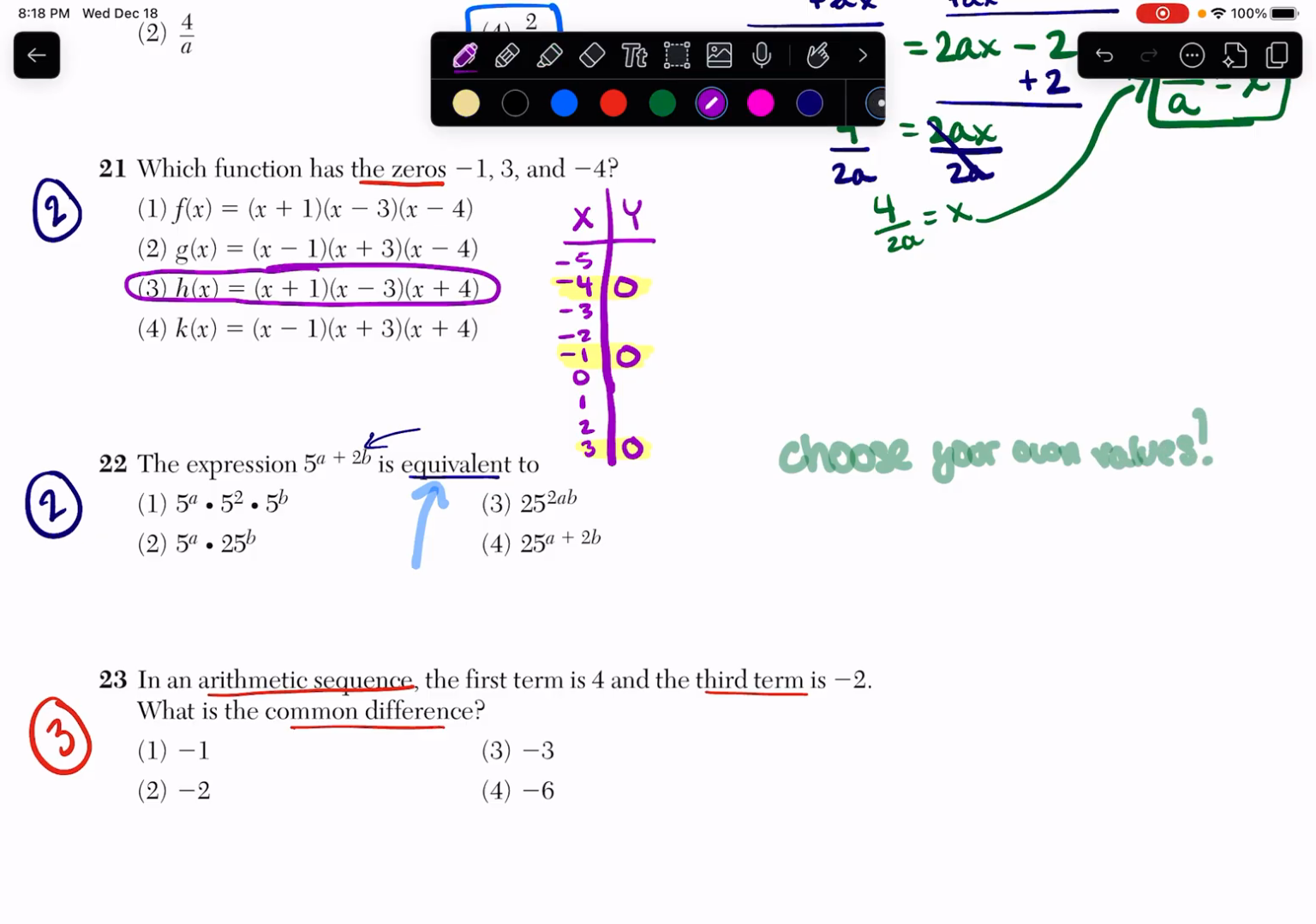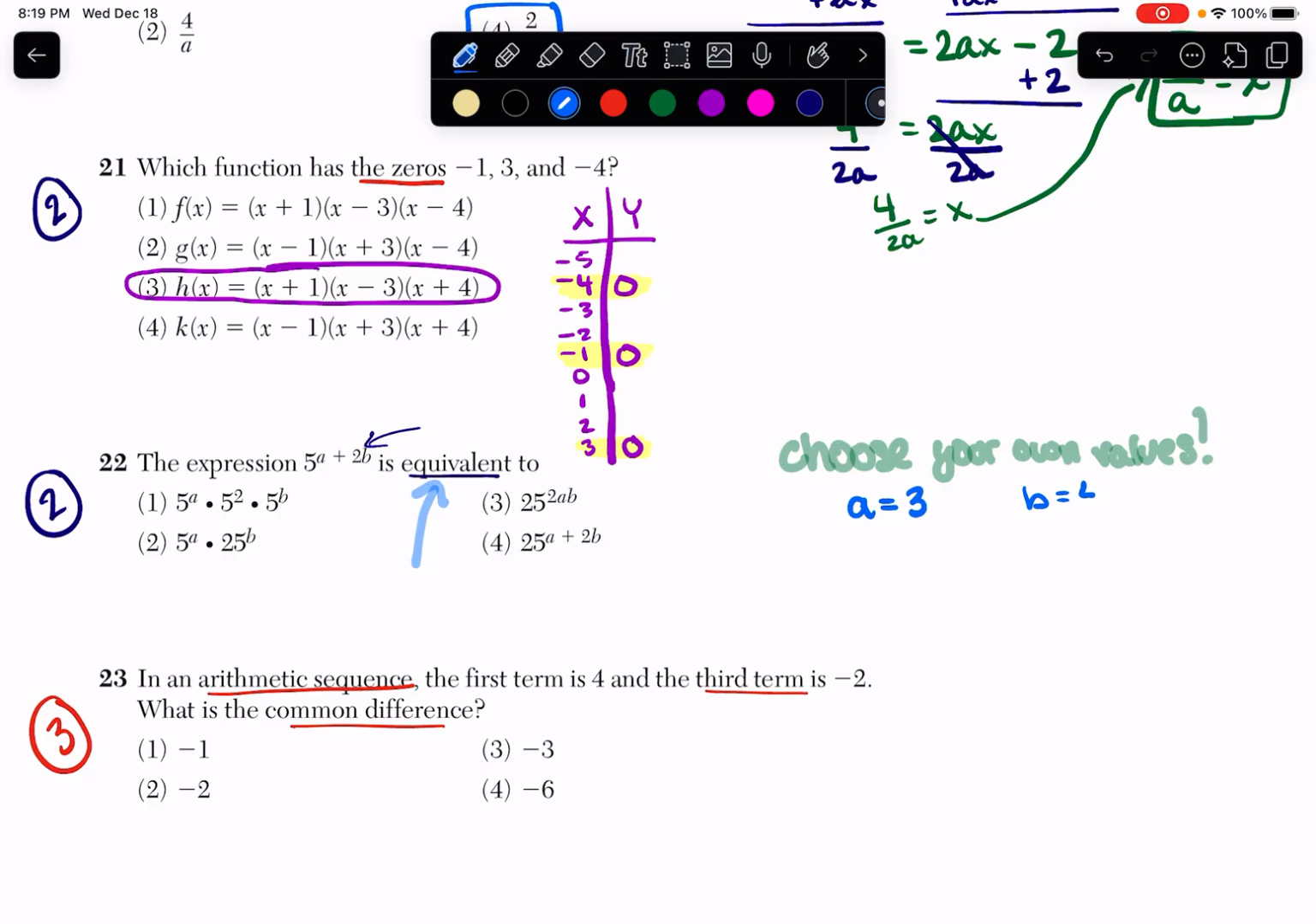What do I mean by that? In this problem, we have 2 variables. We have a and we have b. What I'm going to do is choose my own simple small numbers for a and b. The only numbers I recommend you do not choose are 1, -1, or 0. But if you choose small numbers like 3 and 4, then you can test out and see which of these match. So I'm going to choose, just totally randomly, a equals 3, b equals 4.